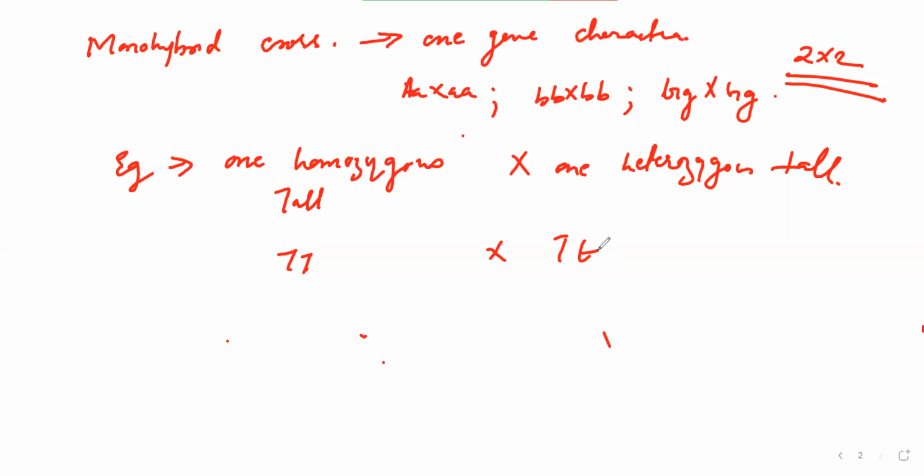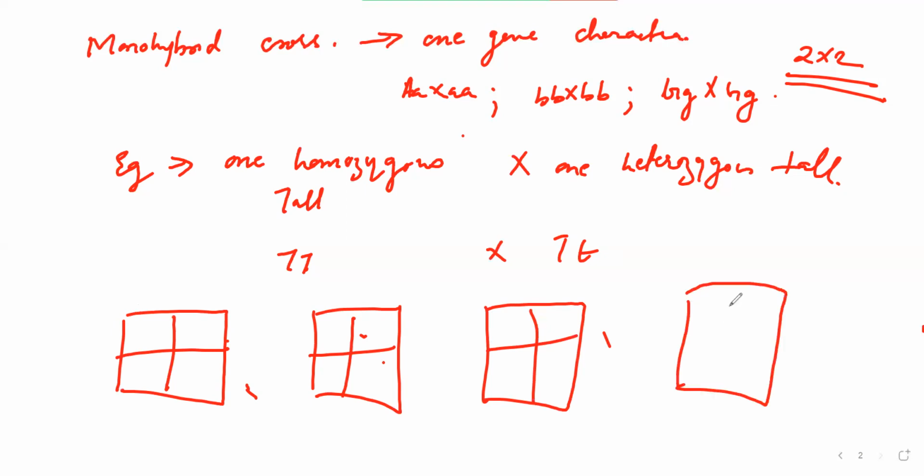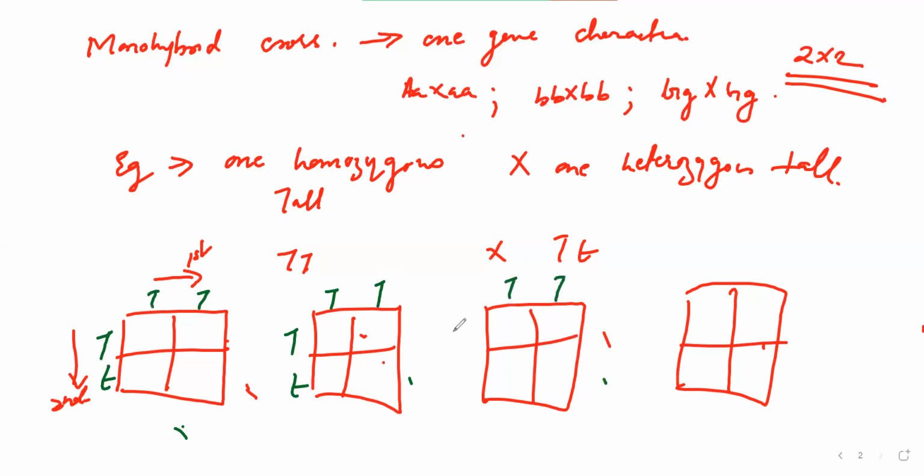Whenever you draw a Punnett square, now we have TT crossed with Tt. On the upper side, the gametes are from the first parent, whereas on the side, they will be from the second parent. So here you have to write capital T, capital T, and capital T, small t. Everything will be the same. I'm just going to show you how to write this down.